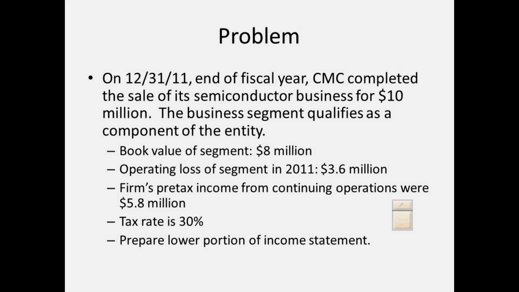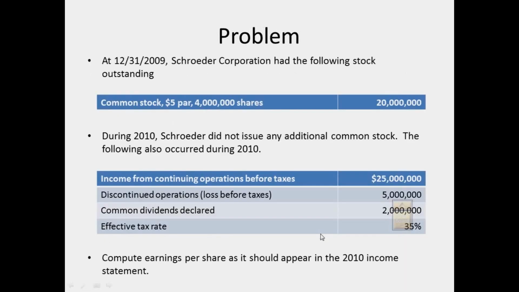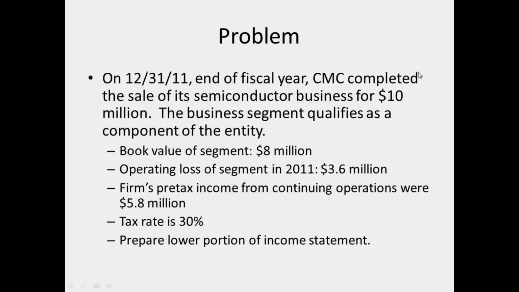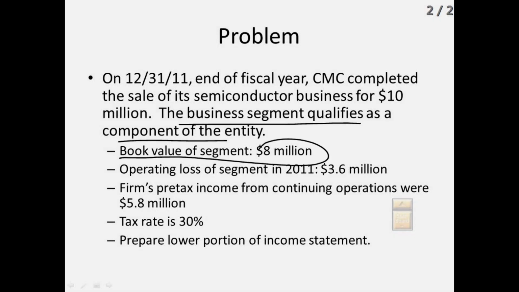Okay, question. This idea that this business segment qualifies as a separate component is important because if it didn't, if it was just sort of a subset of the existing component, we would just have to treat it like a normal sale. But because it can be identified as a separate component, we can consider it a discontinued operation. Now, they tell us that the book value of the segment is $8 million.